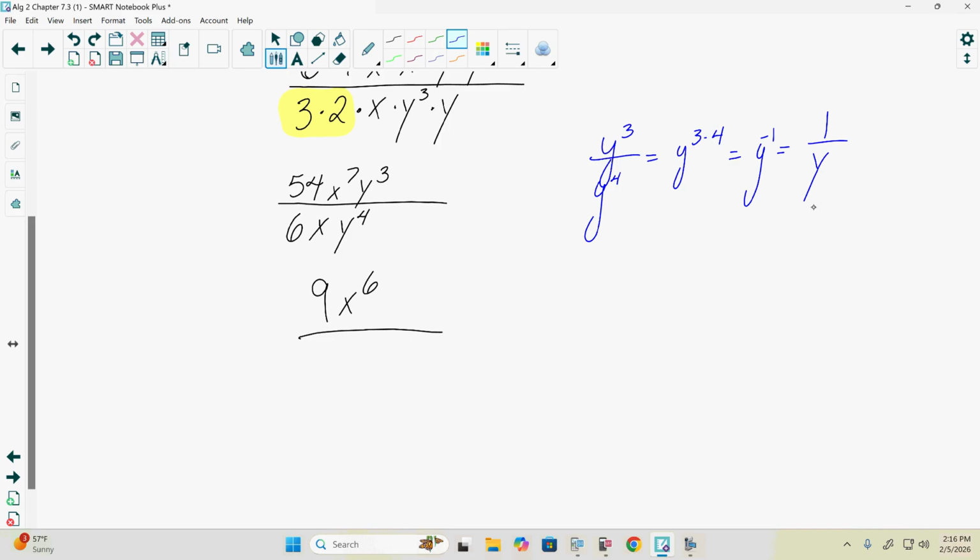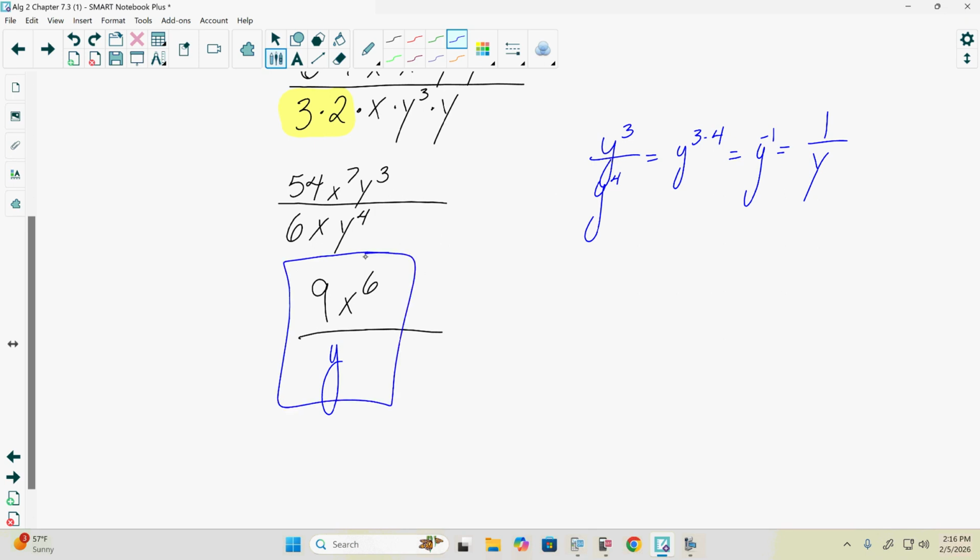Or y to the third over y to the fourth, 4 minus 3. 4 minus 3 is 1. I did flip the order, yes? But again, if it's bigger on top, it stays on top. If it's bigger on bottom, it stays on bottom. So 4 minus 3 is 1, telling me that the exponent is going to reduce to 1. And since it's bigger on bottom, that y will stay on bottom.